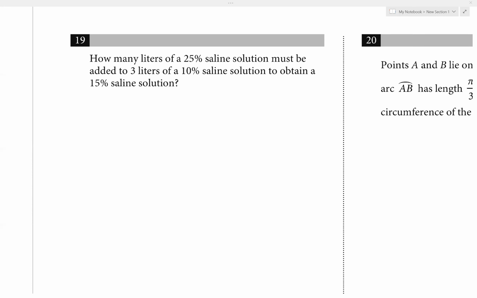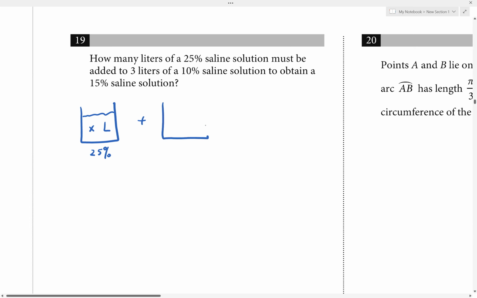Okay, so the first solution is 25%. Well, no, the first solution we have is 25%, so we don't know how many liters. Okay, let's just call it X liters. So the volume is X. All right, X liters. And then we're going to mix it with the second solution. This one we have 3 liters, right? So we have 3 liters, and this is a 10% solution.